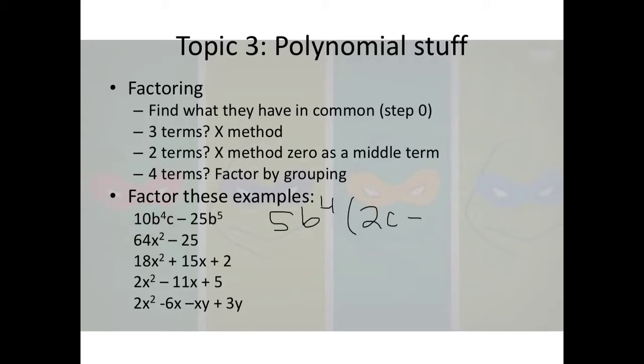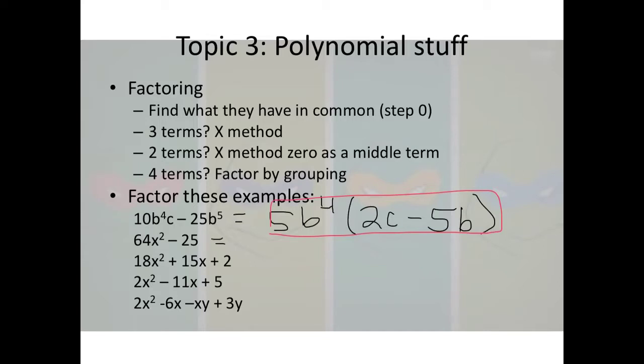Now, minus 5 times what gives us 25? That's right, you get 5. b to the 4th times what gives you b to the 5th? For multiplying, we keep the base and add the exponents. So we need an exponent of b to the 1st, because b to the 1st times b to the 4th will give us b to the 5th. And guess what? We are done. That first example, factored. Yes. Okay.